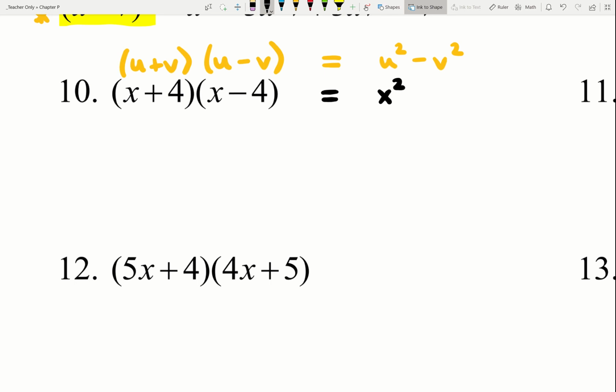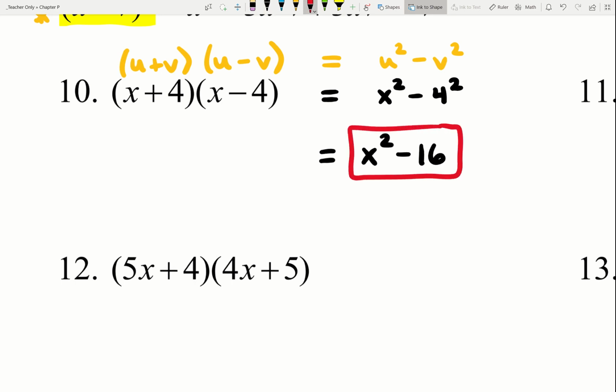Okay, and so you may notice that playing the role of u is simply x, so I'll say here x squared, and playing the role of v is simply going to be 4, so I'm going to say minus 4 squared. Okay, and that's our final answer. With the exception of doing 4 squared, I would like you to go ahead and actually do the evaluating whenever possible. And so our final answer here would simply be x squared minus 16.